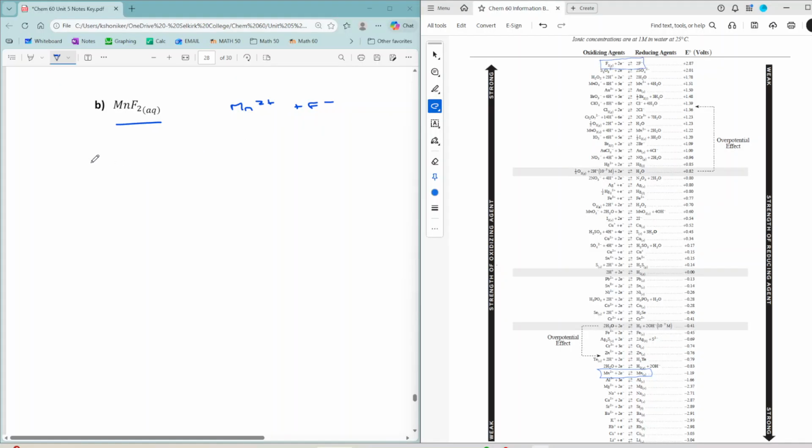Okay, so how's this going to happen? Well, my top reaction is going to be oxidized. So my 2 fluoride ions are going to form fluorine gas and 2 electrons, and it has an E value of negative 2.87. And then my reduction reaction is going to be the Mn2+ plus 2 electrons forming Mn solid.